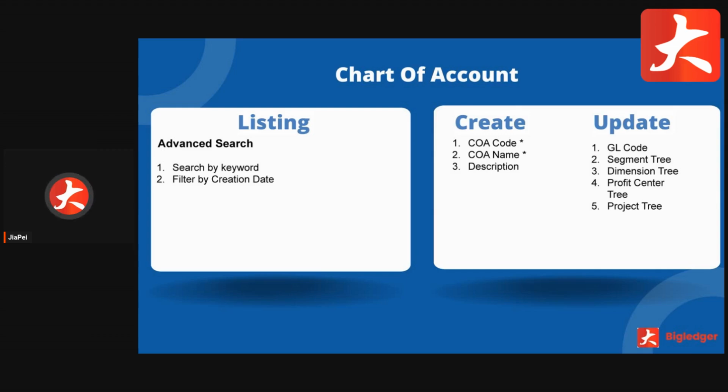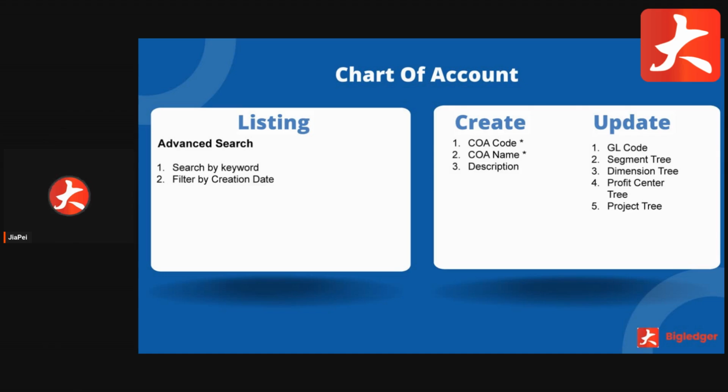In the chart of account, we provide a list. At the search, you can search by any keyword and filter by the creation date, and then you get a listing of the chart of account. So in every applet, we create one chart of account. When we create the chart of account, we need to provide the COA code, COA name, and description. And then we can go to update our chart of account, add the segment tree, dimension tree, profit center tree, and the project tree.